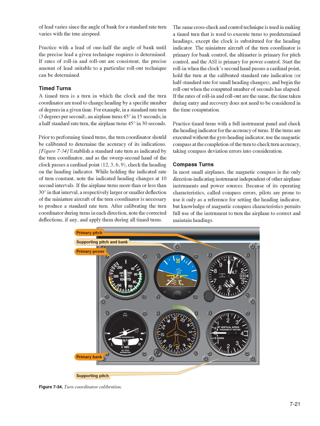Compass turns. In most small airplanes, the magnetic compass is the only direction indicating instrument independent of other airplane instruments and power sources. Because of its operating characteristics, called compass errors, pilots are prone to use it only as a reference for setting the heading indicator, but knowledge of magnetic compass characteristics permits full use of the instrument to turn the airplane to correct and maintain headings.